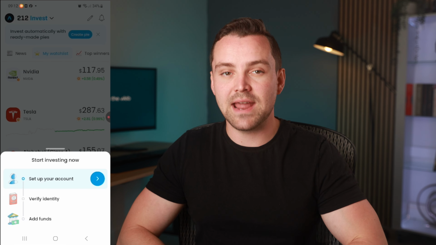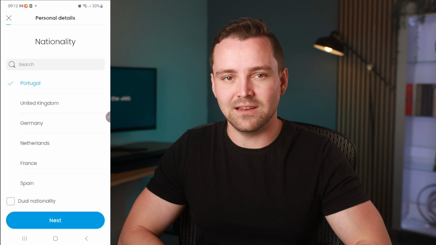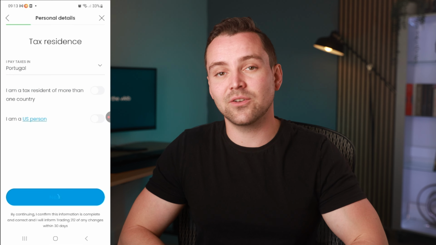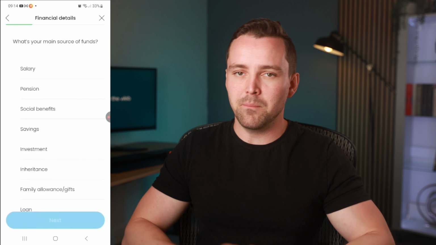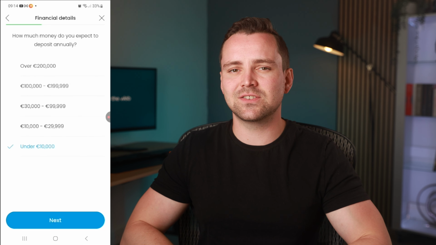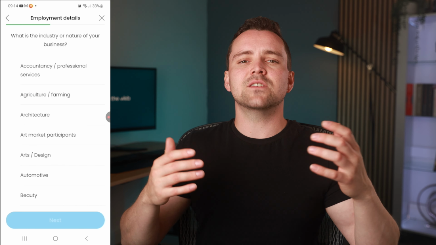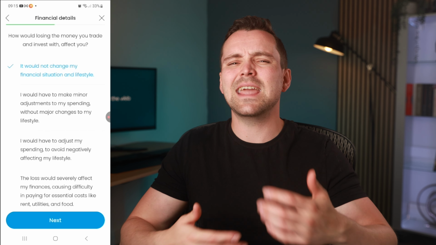Trading 212 now needs the usual compliance details. Fill in nationality, date of birth, tax ID, and address. You'll also answer a quick financial profile: main source of funds, estimated net worth, planned deposits, and the industry you work in. These only have to be reasonable estimates. Regulators require them to gauge suitability.